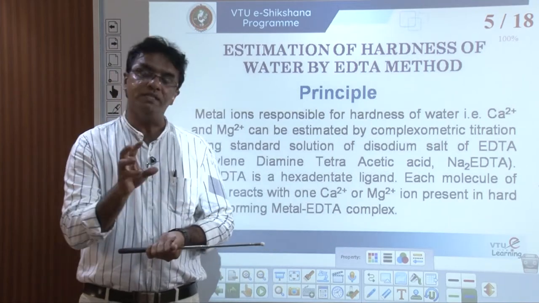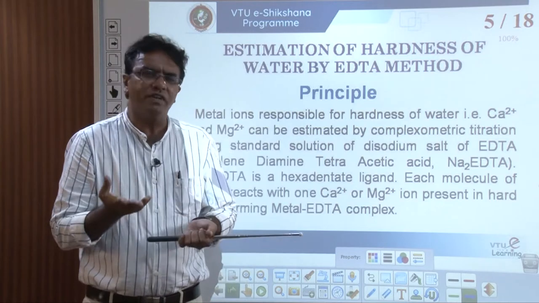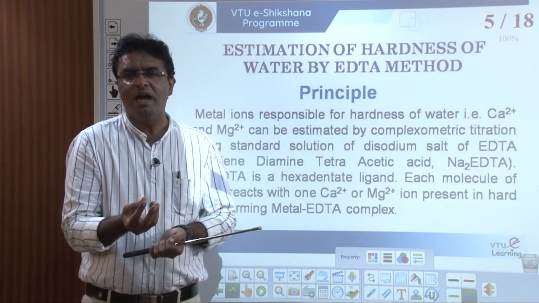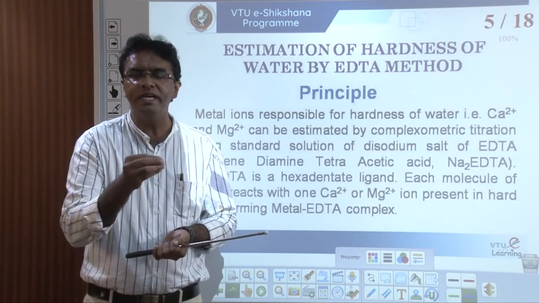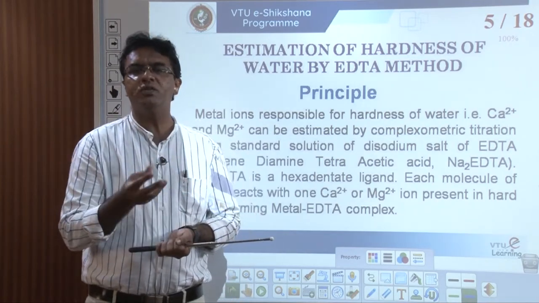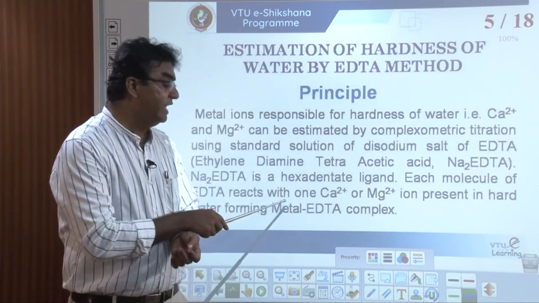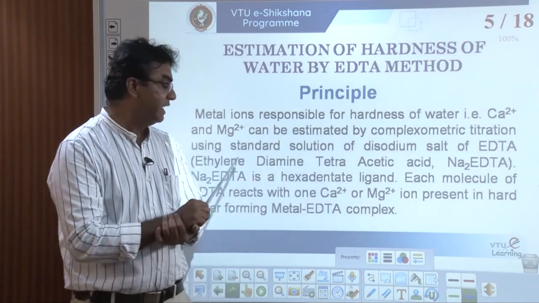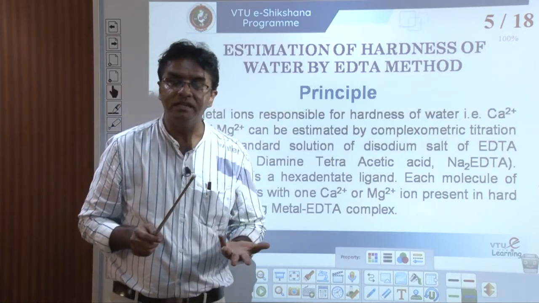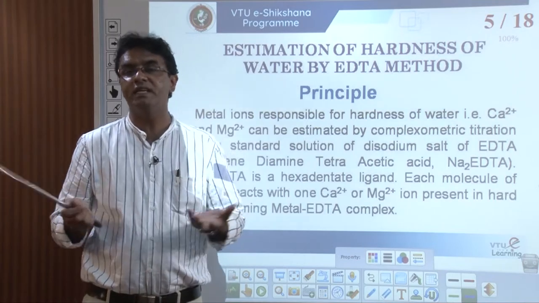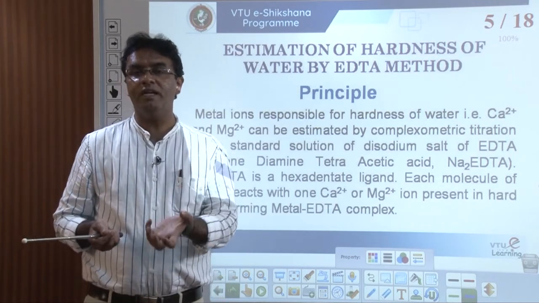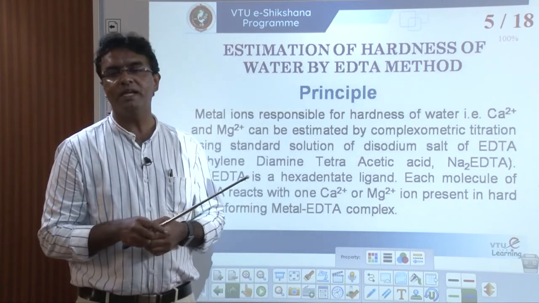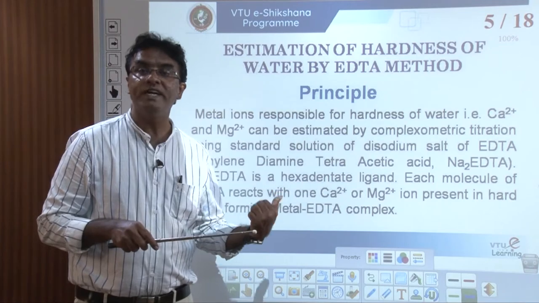That means what? Imagine you have a certain amount of hard water with you. Suppose 25 ml of hard water in a conical flask. 25 ml of hard water contains a certain number of calcium and magnesium ions. And when you add EDTA, disodium salt of EDTA solution, into the conical flask containing hard water, naturally the metal ions present in the hard water react with EDTA, forming EDTA metal ion complex. Because EDTA is a ligand and hard water contains metal ions, therefore any ligand, when it comes in contact with suitable metal ions, forms a complex. In this way, whenever hard water containing metal ions is treated with EDTA, EDTA reacts with the metal ions, forming metal EDTA complex. Thereby, it helps us to find out the hardness of the water.